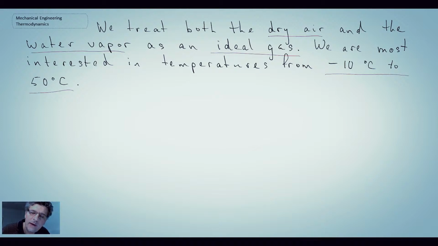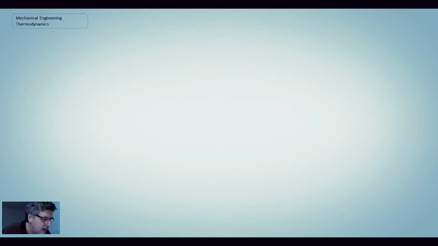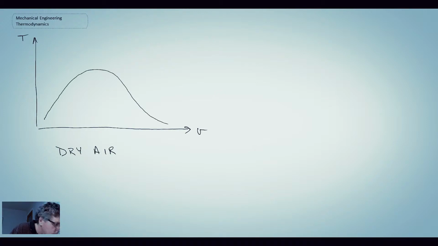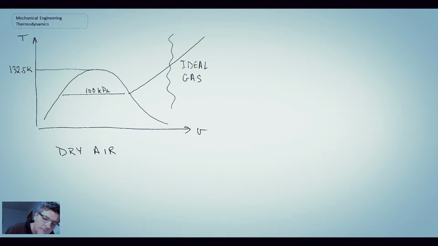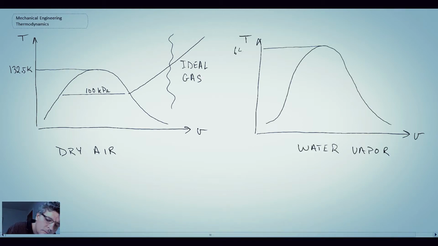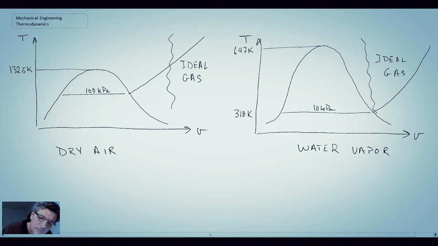So looking at making this approximation of air being an ideal gas as well as the water vapor, if we look at a T-v diagram for both of them, so there's a T-v diagram for both dry air as well as water vapor, and what we can see for the dry air, no doubt it's an ideal gas that we're dealing with because typically the pressures and temperatures that we're dealing with in atmospheric conditions would give us the ideal gas characteristics. For water vapor, it's a little bit more of a stretch.